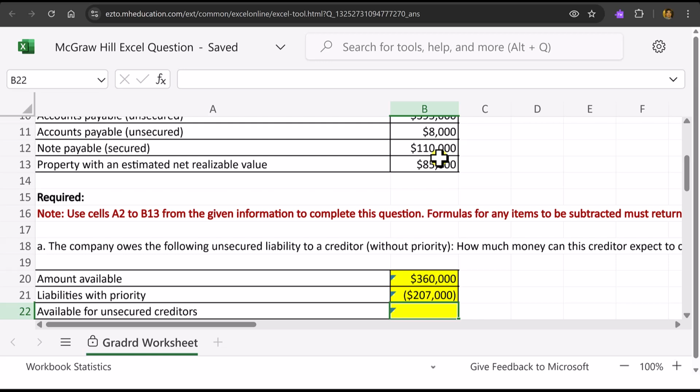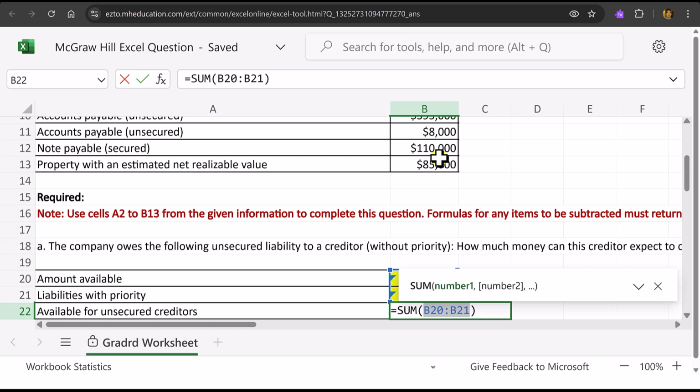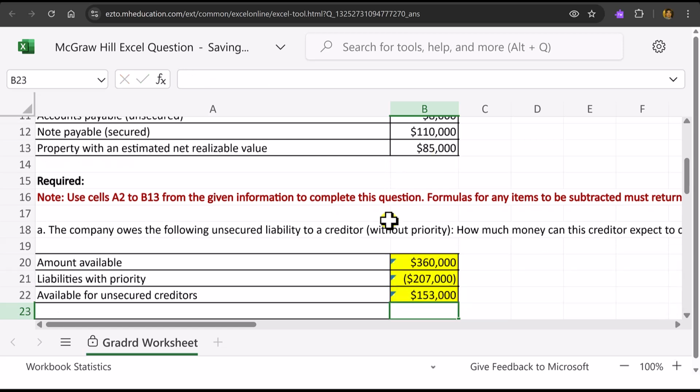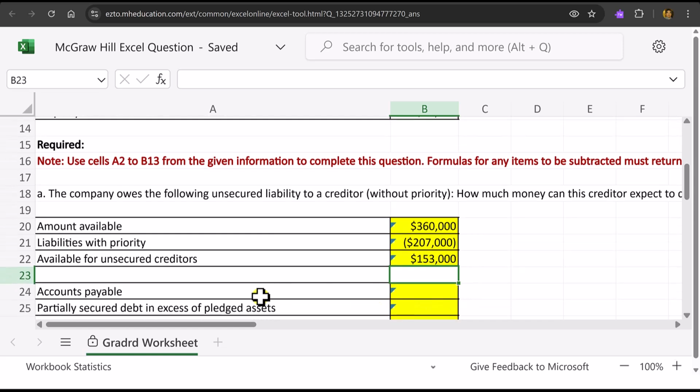And take a total. I think I can do Alt equal and enter. So now we have left over 153,000 of assets to pay off the unsecured creditors that don't have any priority. So that's the accounts payable. So let's grab that number.